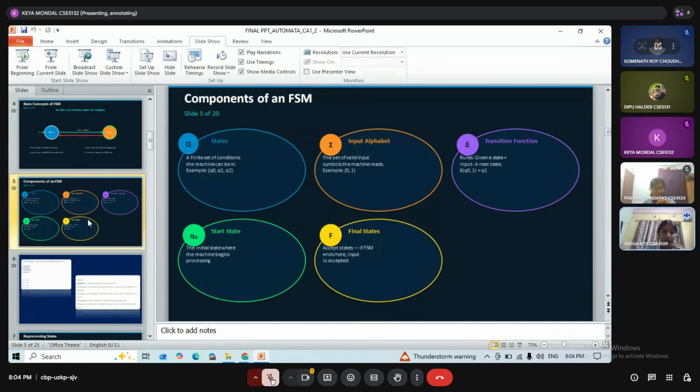Of an FSM. So here we can understand there are 5 main components of an FSM, that is the states, input alphabet, transition function, start state and final state. How can we understand that we have reached our final state? By the concentric circle. So now we are heading towards our next slide.